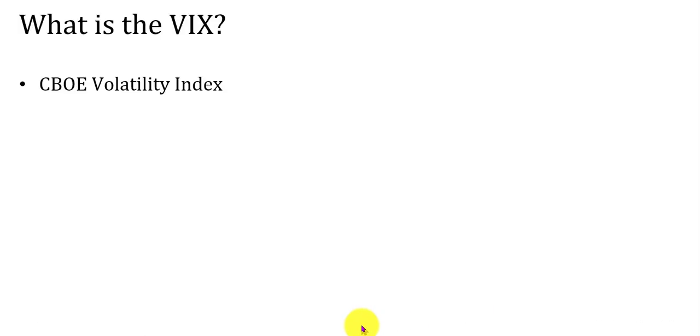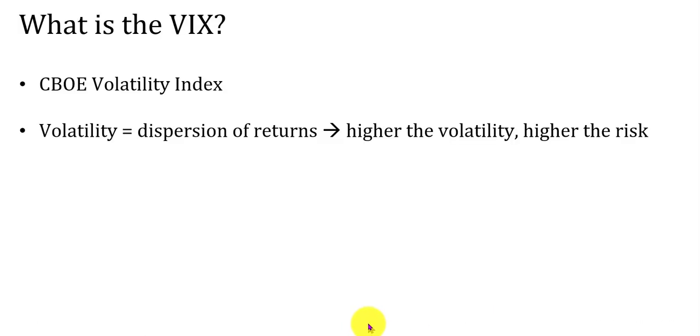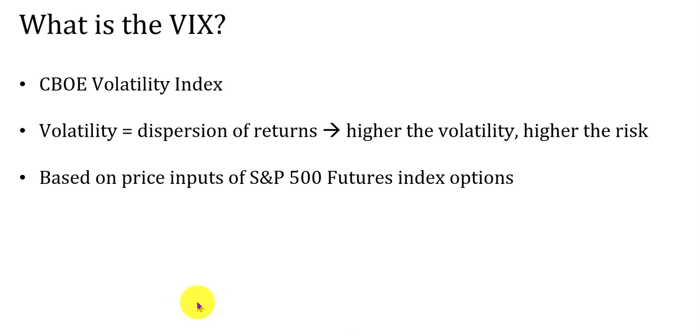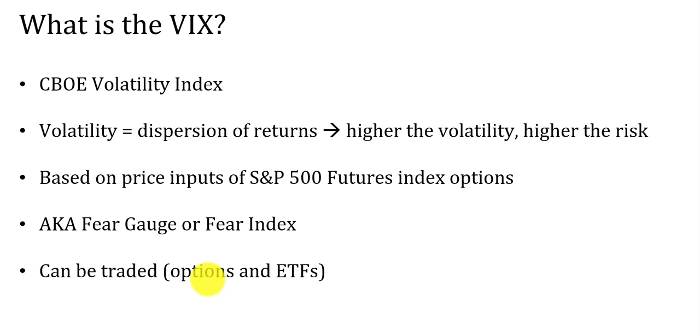So what is the VIX? It's the CBOE Volatility Index. And volatility is a dispersion of returns. The higher the volatility, the higher the risk of trading. The VIX is calculated based on price inputs of S&P 500 futures index options, and it's known as the fear gauge or fear index. So generally, when the VIX is rising, the broad market, like the S&P, is falling. The VIX can also be directly traded.